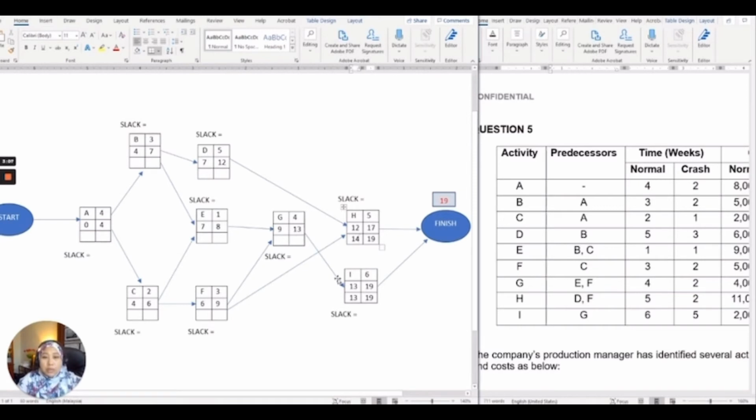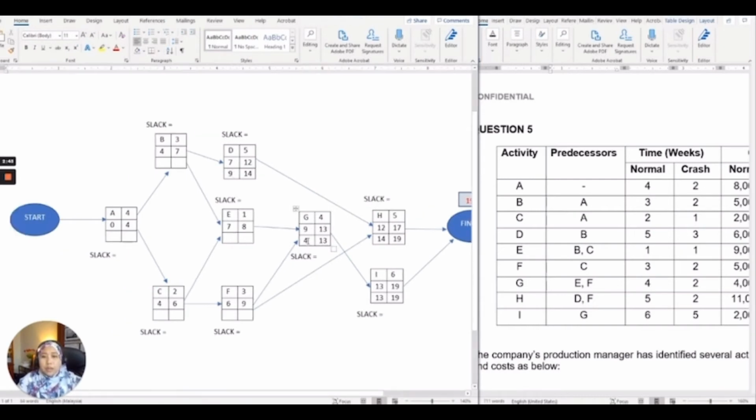Now we go backward to activity G. Just get straightforward from activity I, which is 13. So 13 minus 4 equals 9. And for activity D, get straightforward from activity H, which is 14. So 14 minus 5 equals 9.